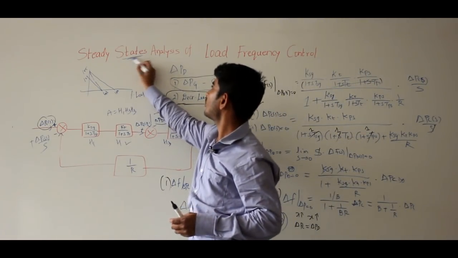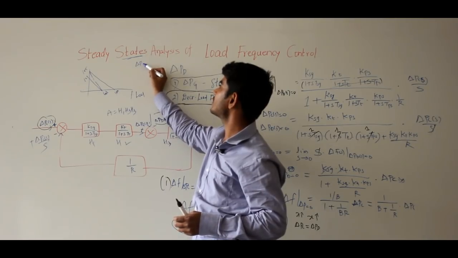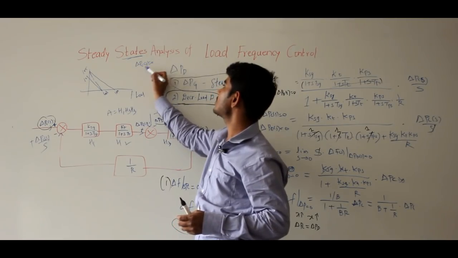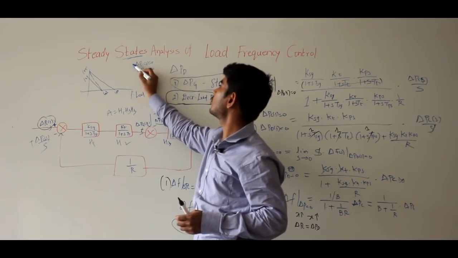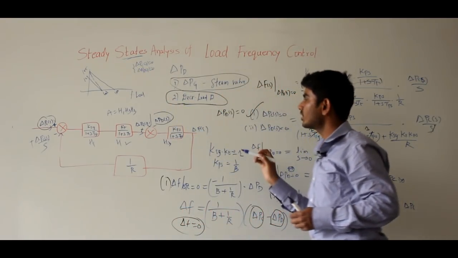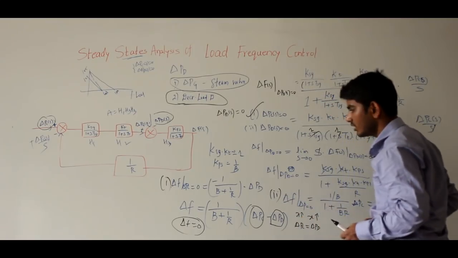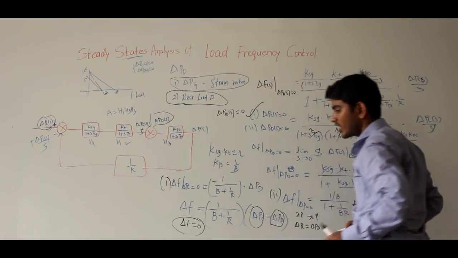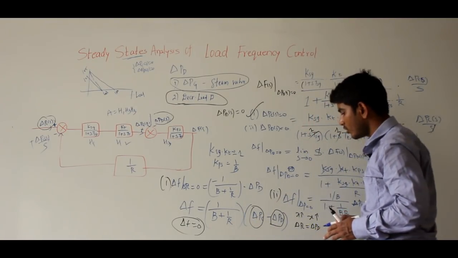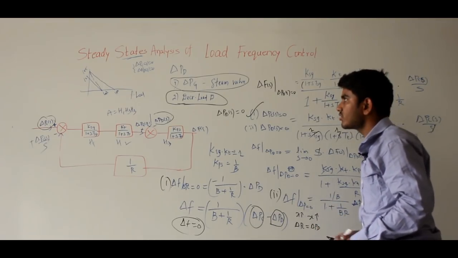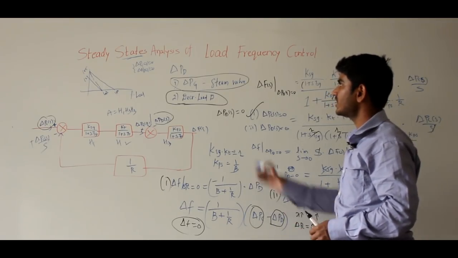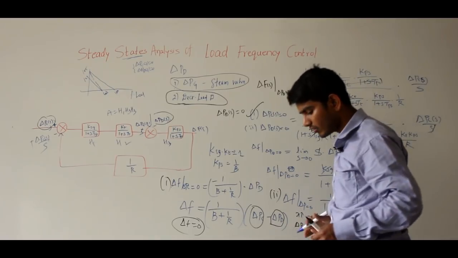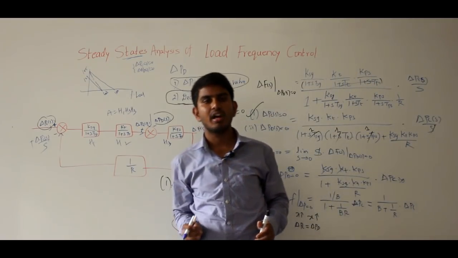States, what I mean to say is, one state is delta PC is equal to 0 when you consider, and another one is delta PD of S is equal to 0. So for both these states we are having two analyses, and later on we are combining these two analyses to know the effect of one upon the other. So this is all that I can explain in the steady state analysis of load frequency control of an isolated power system. I hope you understood well.